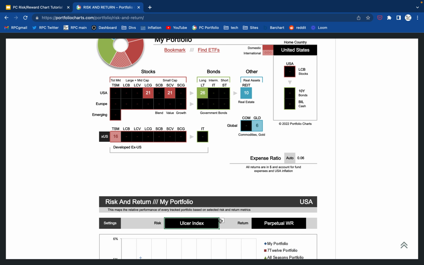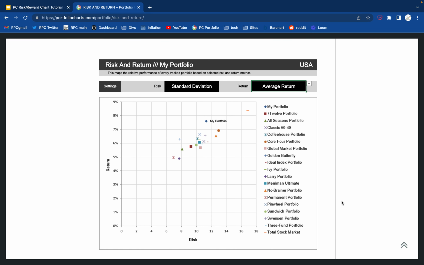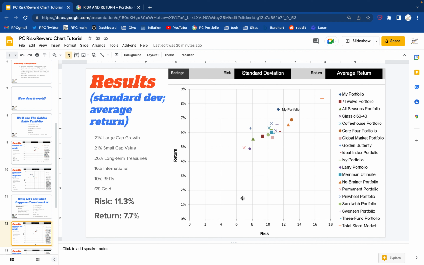We're going to try our basics here first. Standard deviation for risk and average return there. Okay, and this is this chart. All right, so once again, total stock market over here, permanent portfolio, sort of the opposite version, and the golden ratio showing very nice metrics with a really good return at 11.3% average over the past 52 years, 7.7% standard deviation of 11.3.